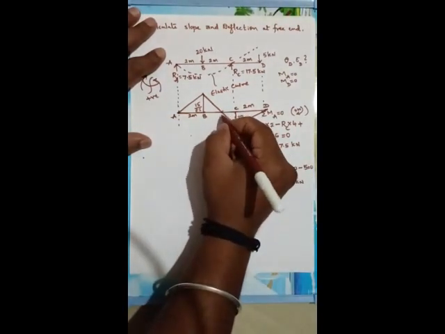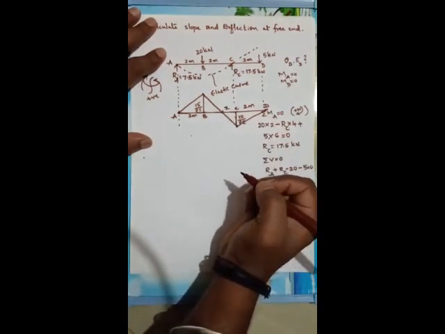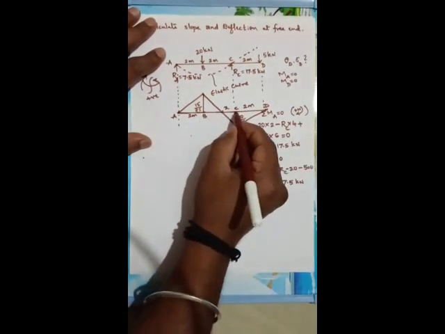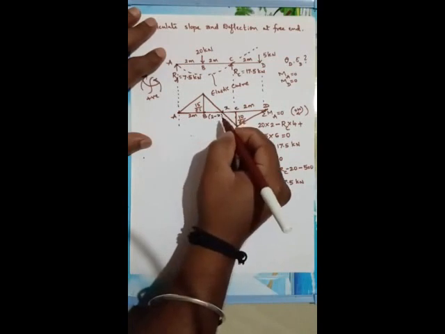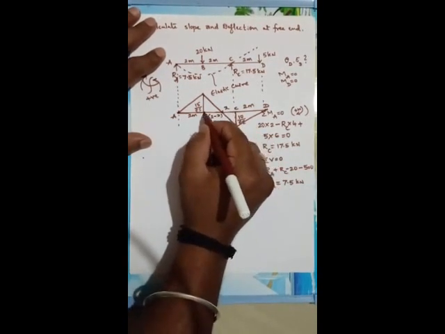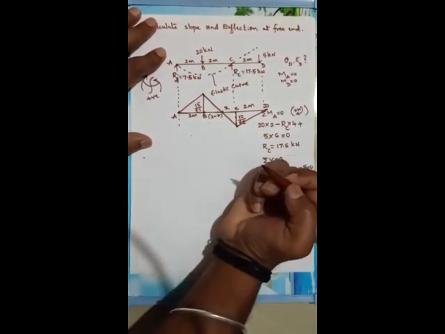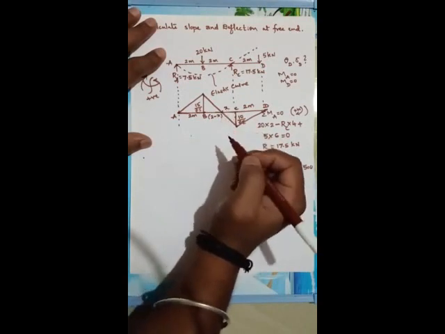To calculate that, from here to here let us assume it as X. If the total is 2 meters and from here to here it is X, then the remaining from here to here will be 2 minus X. Okay, first task is to find what this X is.